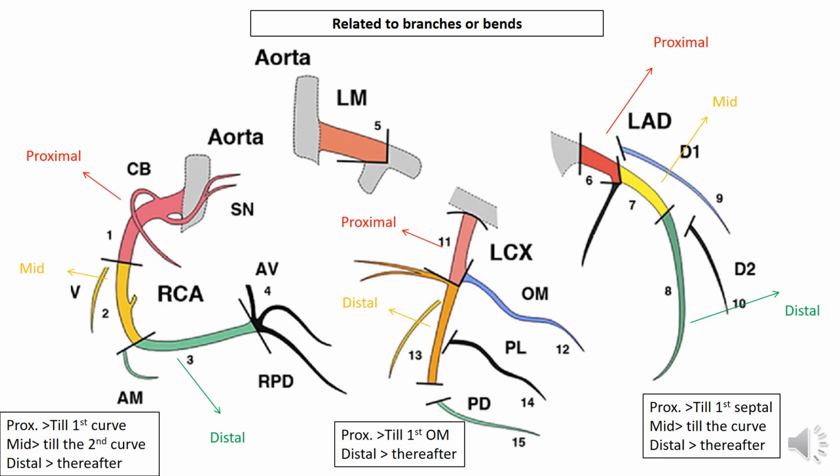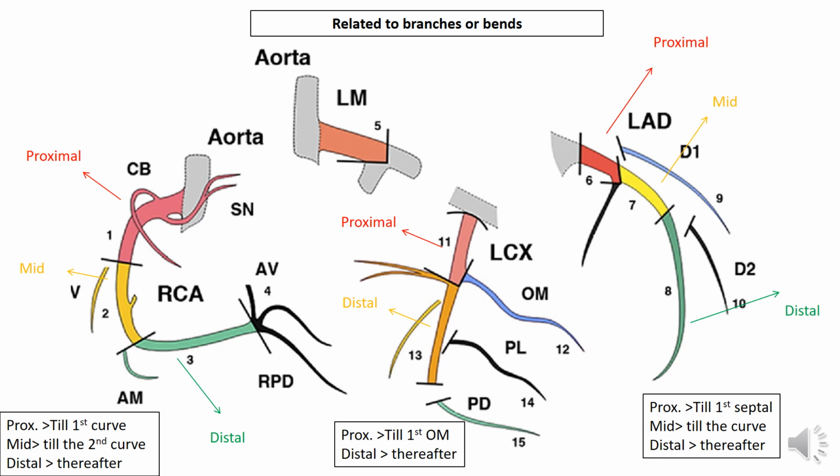Regarding the branches of each artery, as we discussed, the left main gives rise to the LAD and LCX. In some percent of patients, there might be a third branch running on the lateral surface of the heart called the ramus intermedius. Regarding the LAD, it gives branches that run on the lateral surface of the heart called the diagonal branches, and multiple branches running in the septum called septal branches.